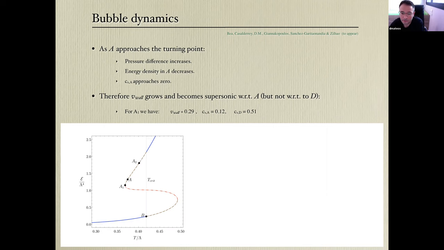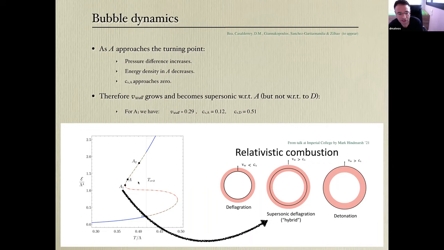So in this case, what you get is a supersonic deflagration, because even though the speed of the wall here, 0.29, is bigger than the speed of sound in A, which is right ahead of the wall... sorry, the speed of sound asymptotically ahead of the wall, in the region D, in between the wall and A, the speed of sound is still bigger than the speed of the wall. Okay?